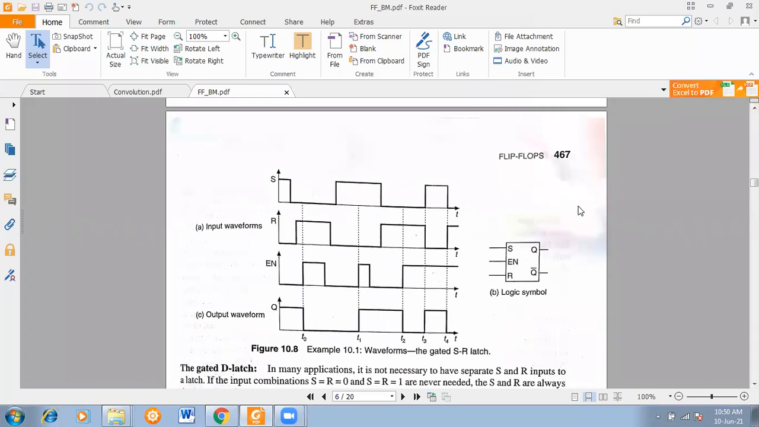Sometimes a question may come for explaining the waveform also, so that's why I am taking time here. That is S. You have S as 1, then 0, 1, 0, 1. In that way, it moves. Input R waveforms are 1, 0, 0, 1, 1, 0. In that way. Enable input first 0.